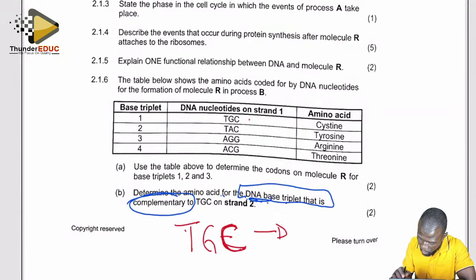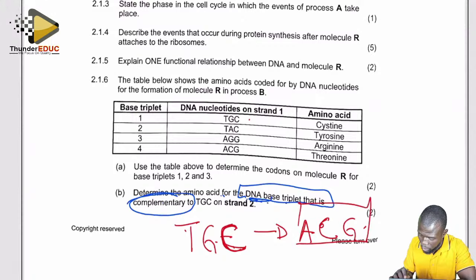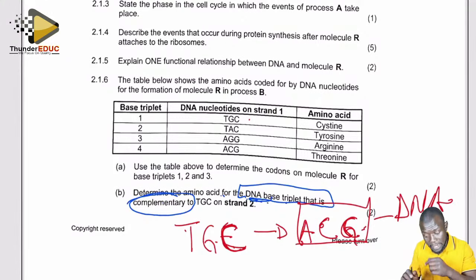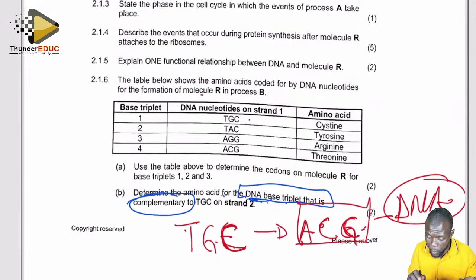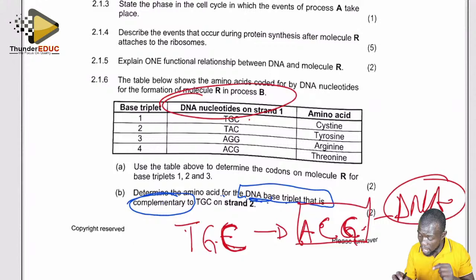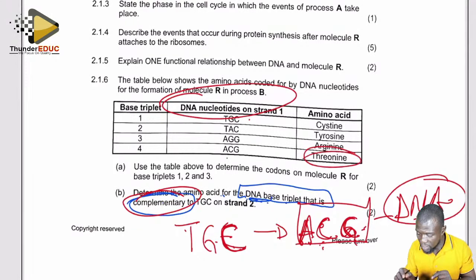T goes with what? Goes with A. G goes with what? G goes with C. C goes with what? With G. You understand? It's still DNA. It's not messenger, because what is given here is DNA. So they are looking for the complementary. So it's going to be ACG, which is threonine. So that is the correct answer.